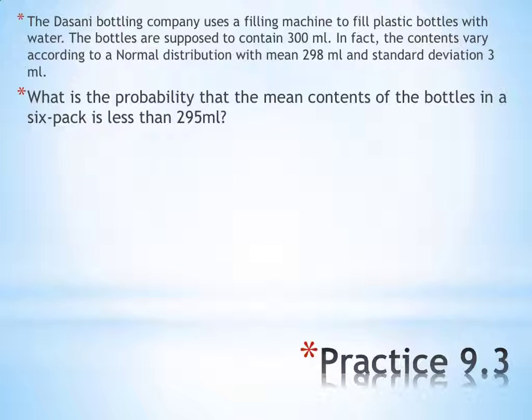Now, looking at the same problem, now they want what is the probability that the mean contents of the bottles in a 6-pack is less than 295 milliliters. Well, if you look at the bottom of your reference sheet, on the second or third page, it says for a sampling distribution, the mean of x bar is going to be whatever the mean is. So here the mean is 298. But the standard deviation changes. The standard deviation for any samples that are more than 1 is going to be the standard deviation over the square root of n.